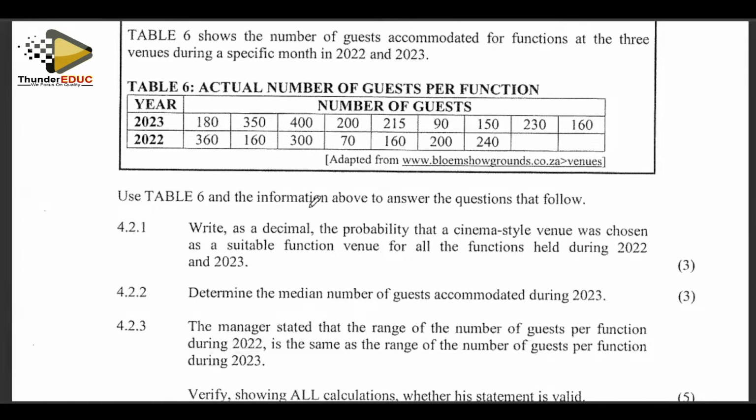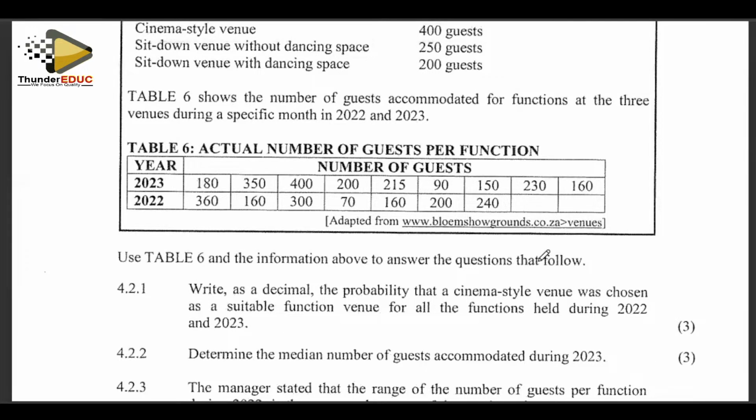Write down as a decimal the probability that the cinema style venue was chosen as a suitable function venue for all the functions held during 2022. Probability. Now, there are only 3. Out of the 3, we only have cinema as 1. So we shall say this as a decimal. So 1 out of 3. And the answer becomes a decimal. This is what we are looking at.